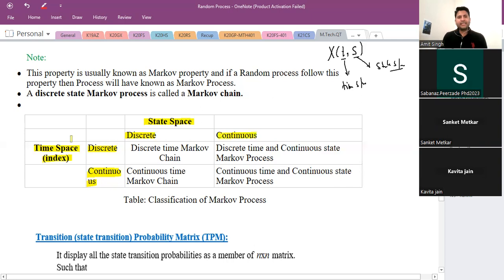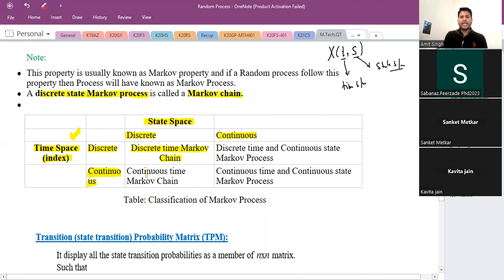If we are having discrete state and discrete time, then such a Markov process we call a discrete time Markov process or Markov chain. Now, what is Markov chain? If the state is discrete, then the Markov process we call a Markov chain. So if somewhere Markov chain is written, it means we are talking about a discrete state Markov process. A Markov process where states are discrete is known as a Markov chain.